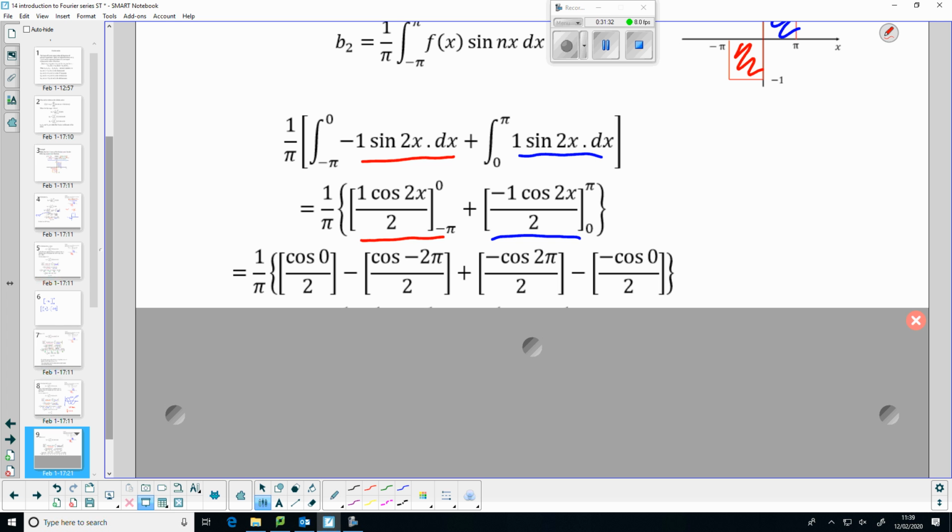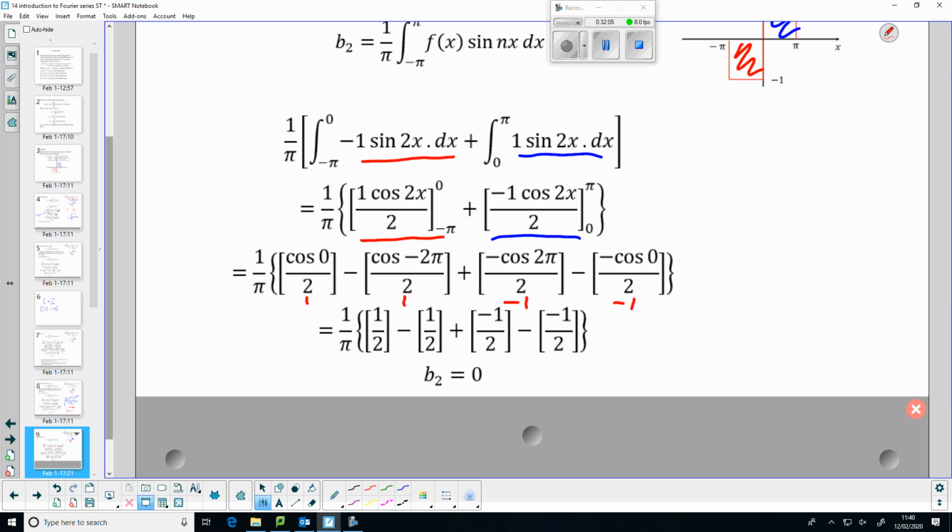We said cos of 0 was 1. Cos of minus 2 pi is 1. Full circle 2 pi, so that must be the same as the cos of 0. Cos of minus the cos of 2 pi, minus 1, minus the cos of 0, minus 1. So we end up with that. A half, take away a half, there's nothing. Plus minus a half, minus, minus a half. We end up with B2 is equal to 0. So there's no second harmonic term.